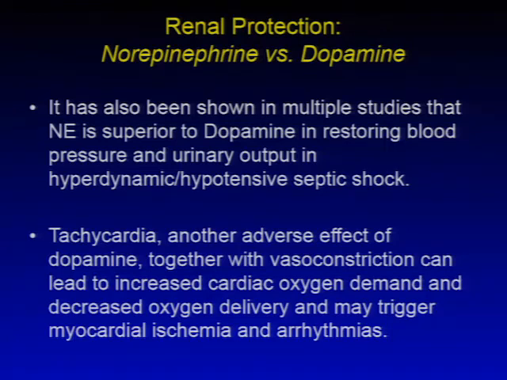It has also been shown in multiple studies that norepinephrine is superior to dopamine in restoring blood pressure and urinary output in hyperdynamic hypotensive septic shock. Tachycardia, which is another adverse effect of dopamine, together with vasoconstriction, can lead to increased cardiac oxygen demand and decreased oxygen delivery and may trigger myocardial ischemia and arrhythmias.